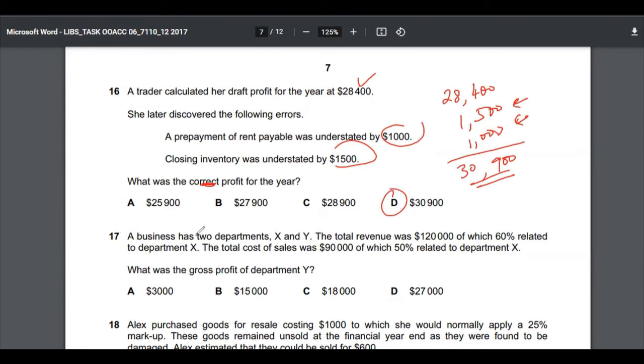Multiple choice 17: a business has two departments, X and Y. The total revenue was 120,000, of which 60% related to department X. So 40% relates to department Y. So 120,000 times 40%, that's the sales revenue for Y. The total cost of sales was $90,000, of which 50% related to department X. So 90,000 times 50%, that's again related to Y. What is the gross profit of department Y?